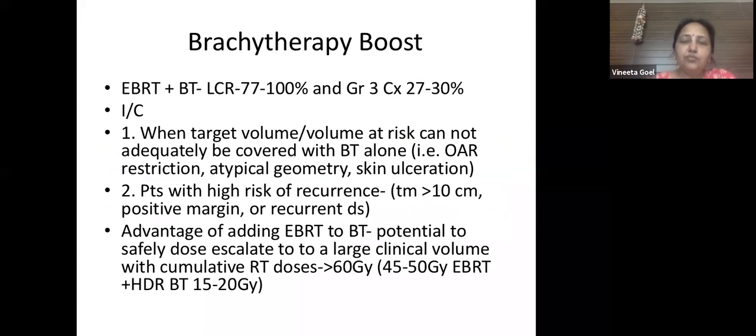There are times when we use brachytherapy as a boost. The indications of using brachytherapy as a boost are where you cannot do brachytherapy as monotherapy. For example, when your target volume is very large, or you think that you cannot adequately cover your target volume with brachytherapy alone, for example, atypical geometry, skin ulceration, etc. Or if you think that patients have a high risk of recurrence, which means the tumor size is bigger than 10 centimeters, or positive margins, or recurrent disease, there one can combine EBRT and brachytherapy both.